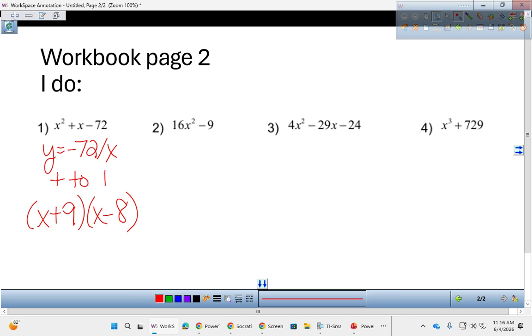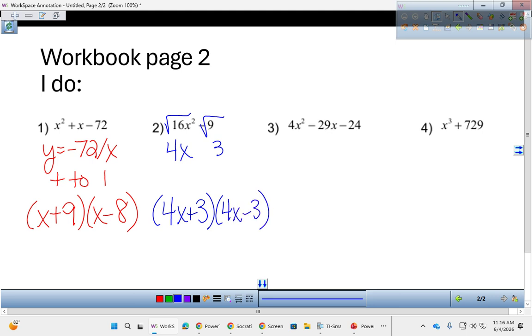That one's pretty basic. The next one is called perfect squares. To factor in perfect squares, you take the square root of each term. So the square root of 16 is 4, the square root of x squared is x, and the square root of 9 is 3. When you factor in perfect squares, the factors are the same but opposite. So that would be a 4x plus 3 and a 4x minus 3. The process of factoring for 1 and 2 are different, right? They're different methods.